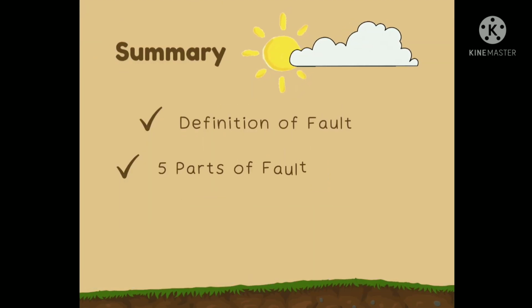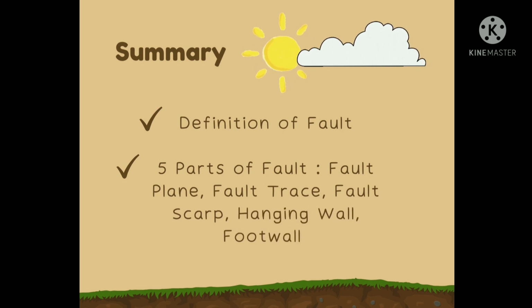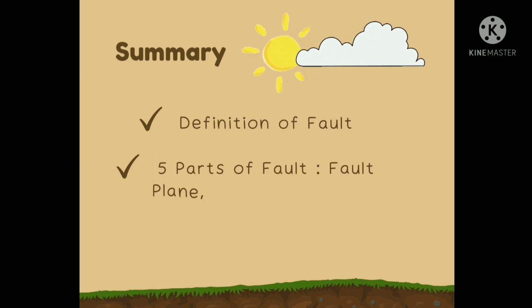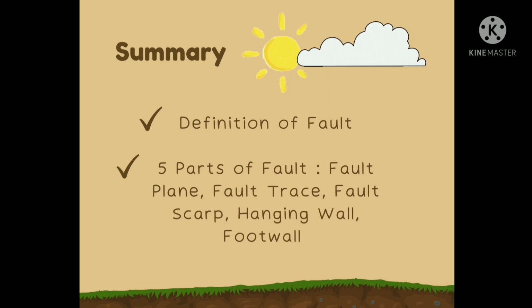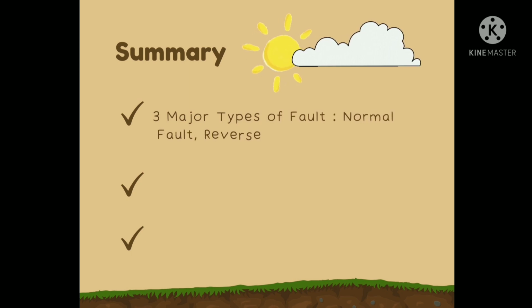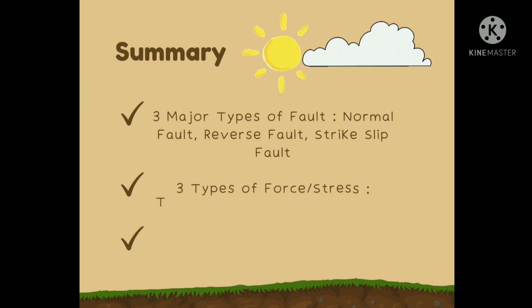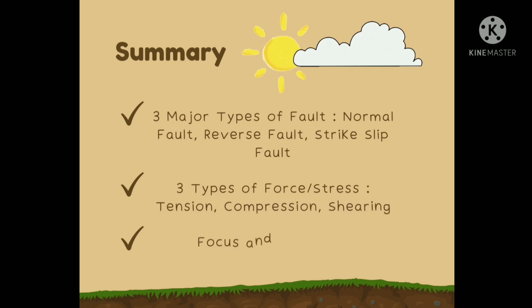To sum up what we learned, first, fault refers to a fracture between two blocks of rock. Second, the 5 major parts of a fault are the fault plane, fault trace, fault scarp, the hanging wall, and the footwall. Next, there are 3 major types of faults, named normal fault, reverse fault, and strike-slip fault. Then, the 3 types of forces or stresses are tension, compression, and shearing. Lastly, the focus is where energy is released, and the area where the fault exactly ruptures. Right above the location is called the epicenter.